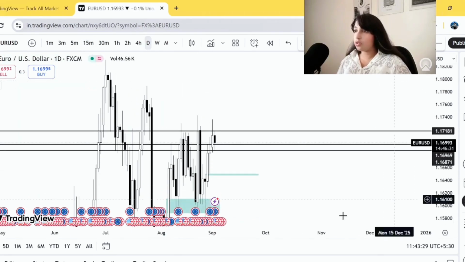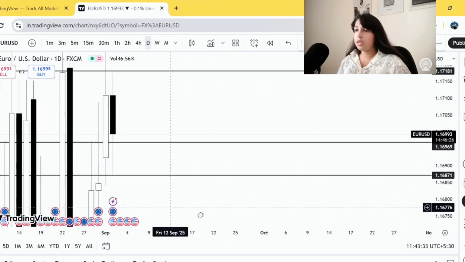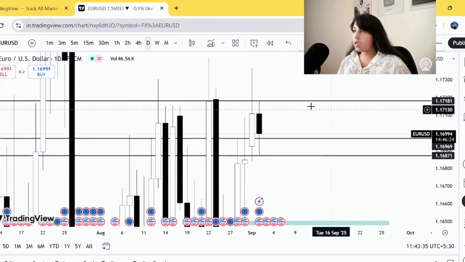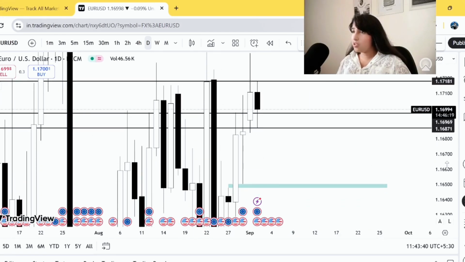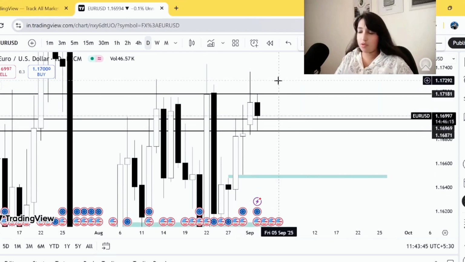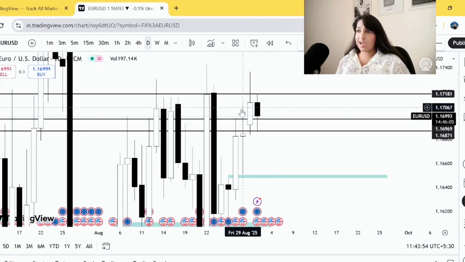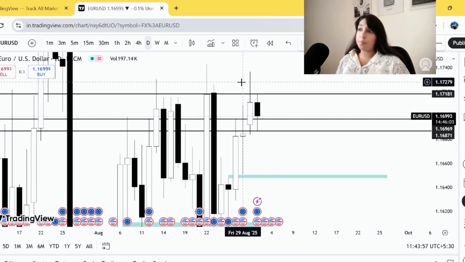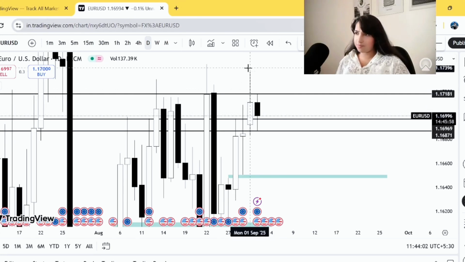Okay, let's hop on to the daily time frame. Let's see what we're going to see on the daily time frame. Not much. Okay, the candle of yesterday. See, always when you have to analyze, you have to see the previous candle. What's happening with the previous candle? Here we see that the previous candle closed above Friday's candle, and it had a long wick.